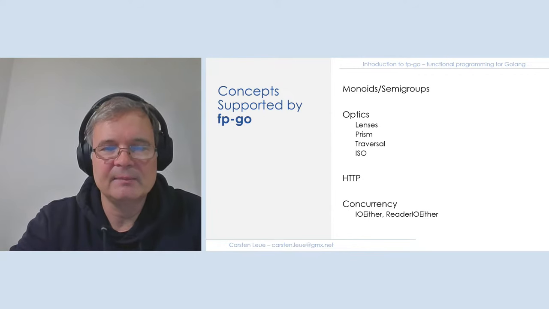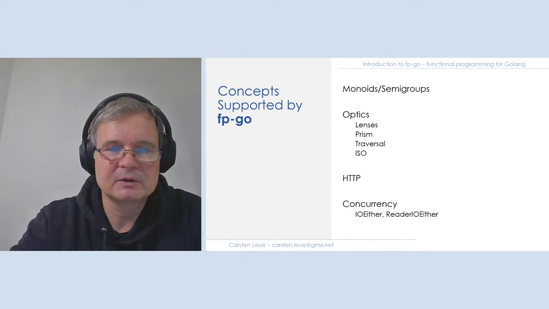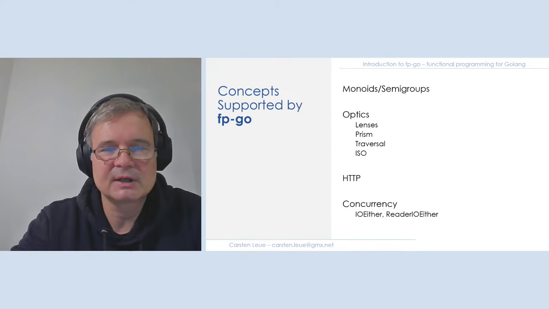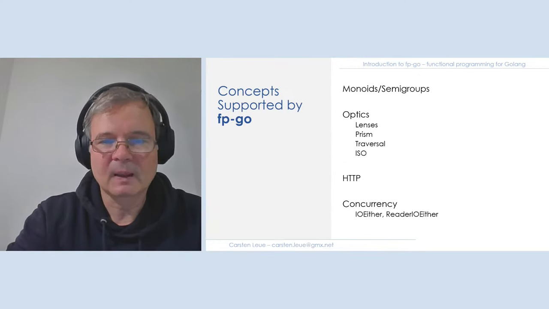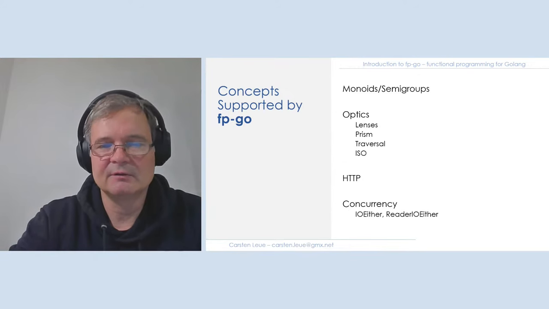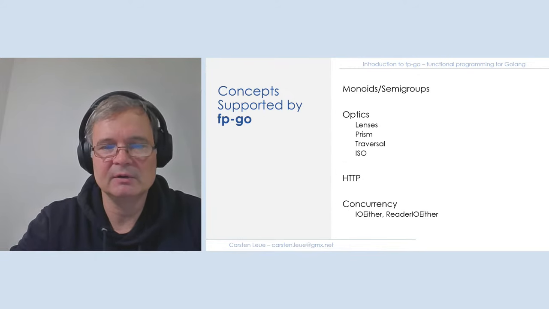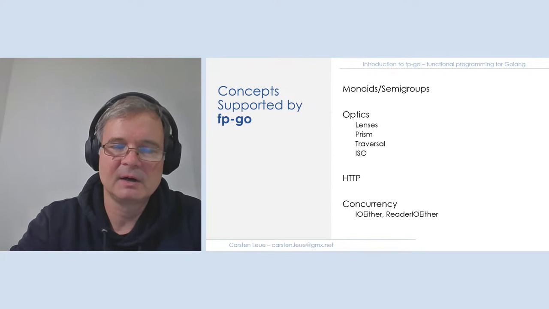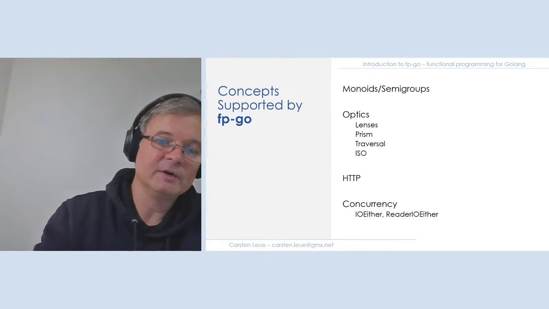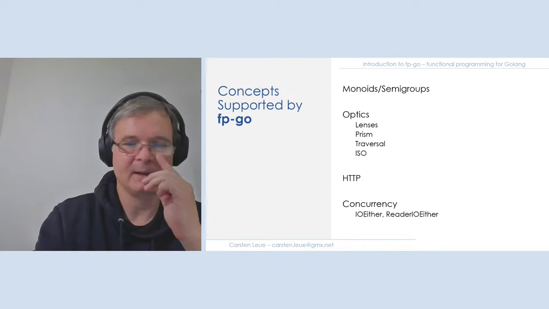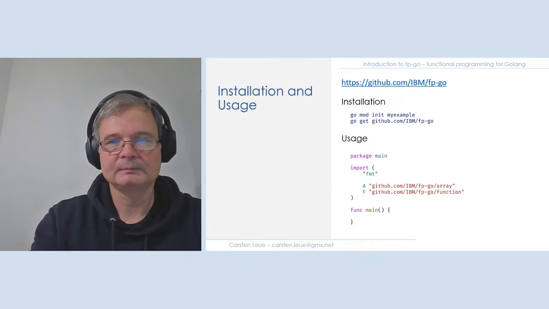Supporting the claim that the library supports immutable data structures, it also contains an incomplete implementation of functional optics, such as lenses, prisms, traversals, which help you to work on immutable data structures. We have an HTTP module, which is a wrapper around the built-in one, and an interesting aspect, hopefully, to concurrency, which I will delve on in a minute.